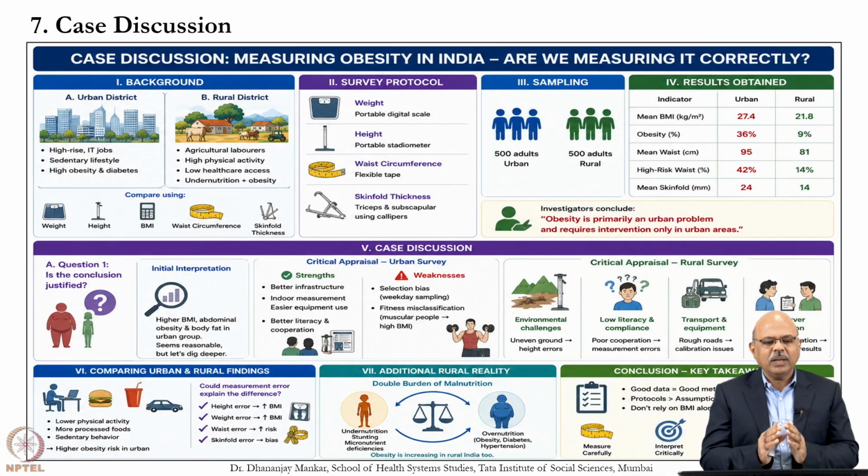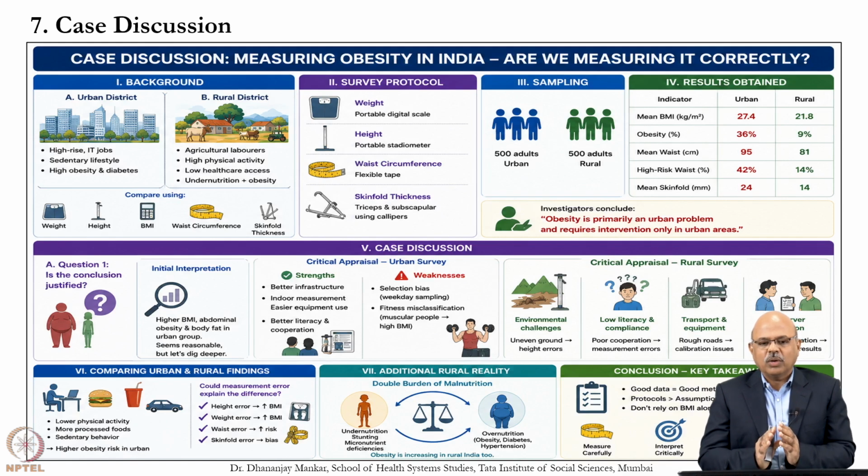So comparing urban and rural findings: lower physical activity is more towards the urban population, along with more processed food, sedentary behavior and higher obesity risk. Whereas in the rural area it is not being seen. So you could have measurement errors, weight errors and waist errors. Skin fold errors are also biases.